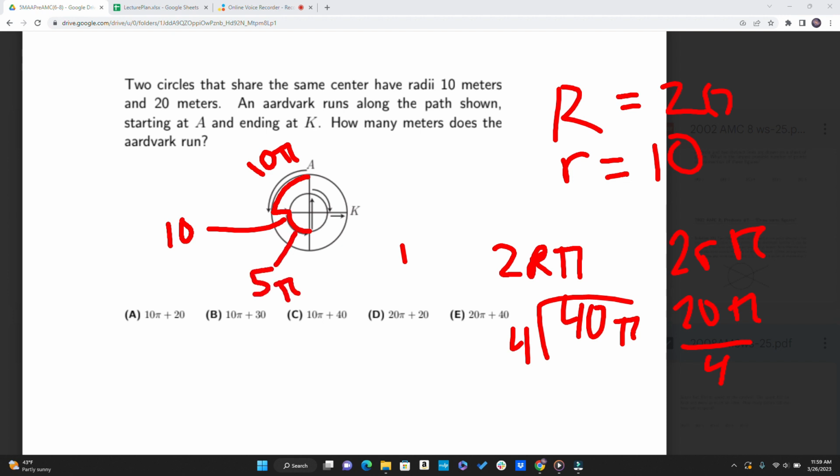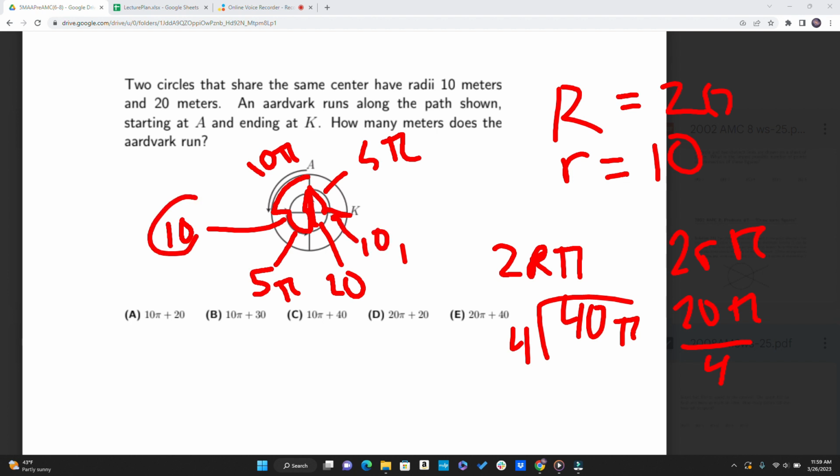Then we go along this length. That length is 2 times the radius of the little circle. We've got one radius and then a second radius. So that's 10 and 10, so that length is 20. And then we've got another quarter of the small circle, which we already found out is 5 pi. And lastly, another length here, which we found out is 10. That's the same as this length here.